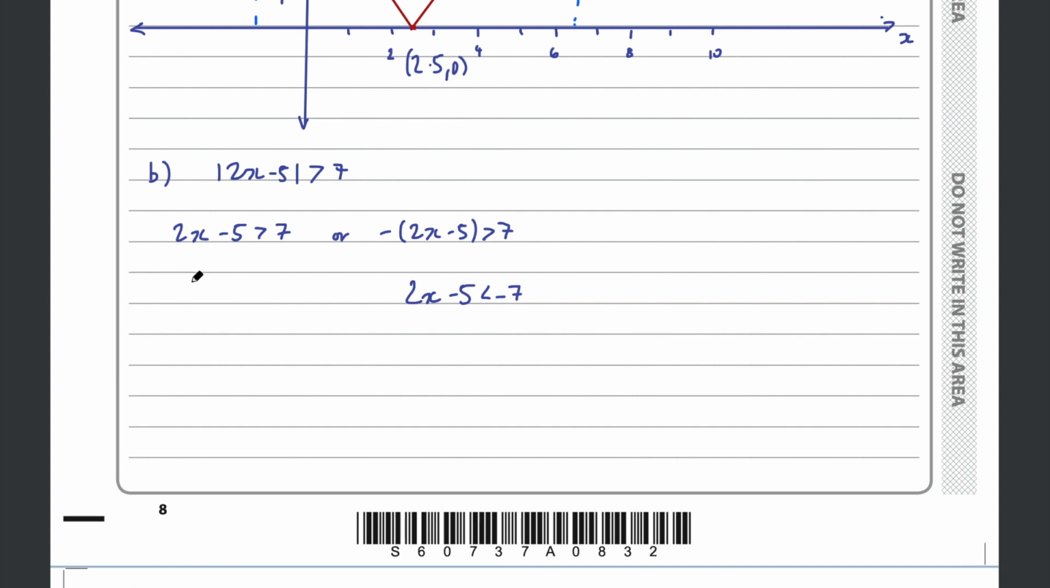So now we have 2 inequalities we need to solve. So let's start with the left-hand side. We could add 5 to the right-hand side. So this will be 2x greater than 7 plus 5 is 13. And then x is greater than 6.5, 13 divided by 2. Or we have this case where we have negative 7. So 2x is less than negative 7 plus 5, that's negative 2. So x is less than negative 1, negative 2 divided by 2. So we have our 2 inequalities there. X is greater than 6.5 and x is less than negative 1.